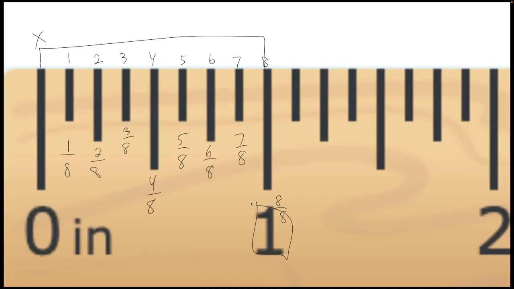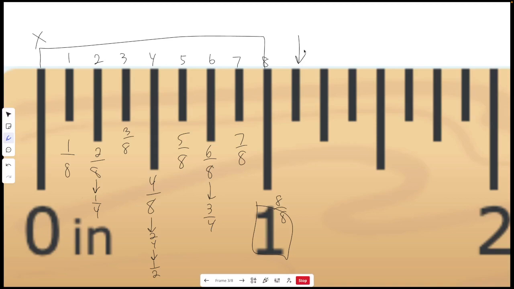Now some of these fractions can be rewritten. 2 out of 8 can be reduced into 1/4. 4 out of 8 could be written as 2/4, or it could be written as 1/2. 6/8 could be written as 3/4. And going past it, if you were looking at this spot right here, this is obviously 1/8. This would be read as 1 1/8 of an inch.